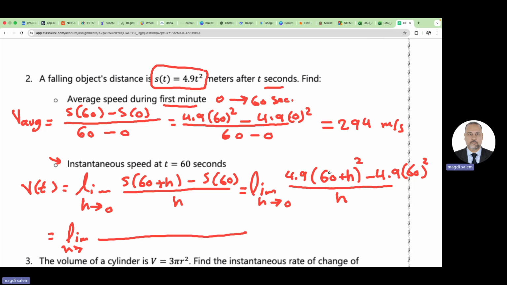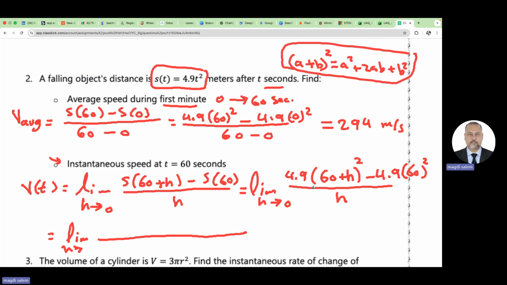You remember (a plus b) squared; you can solve it as a squared plus 2ab plus b squared. You will apply this formula once you have brackets squared, like (60 plus h) squared. So how can we solve this? Let's write 4.9 as it is, and then 60 squared, which is 3,600, plus 2 times 60, which is 120, times h, plus h squared. This is the first brackets.